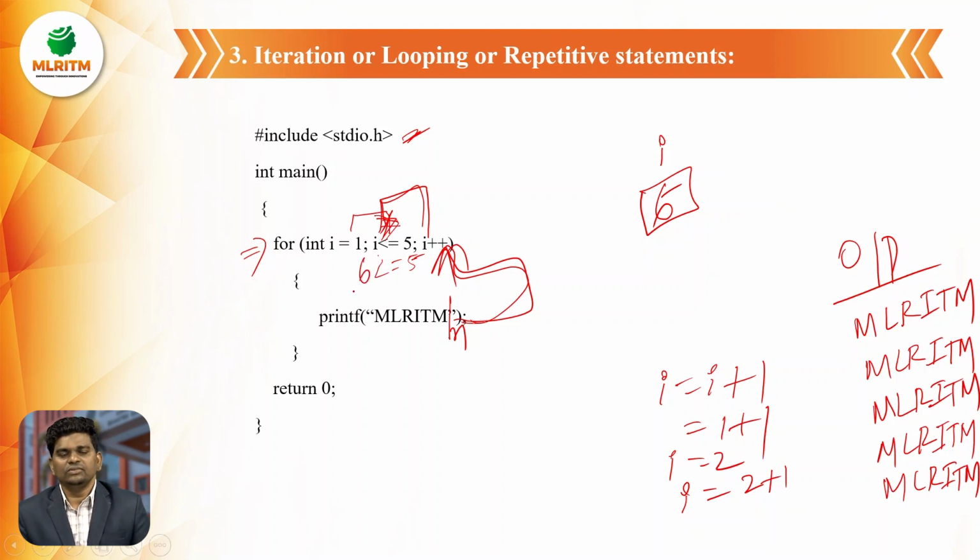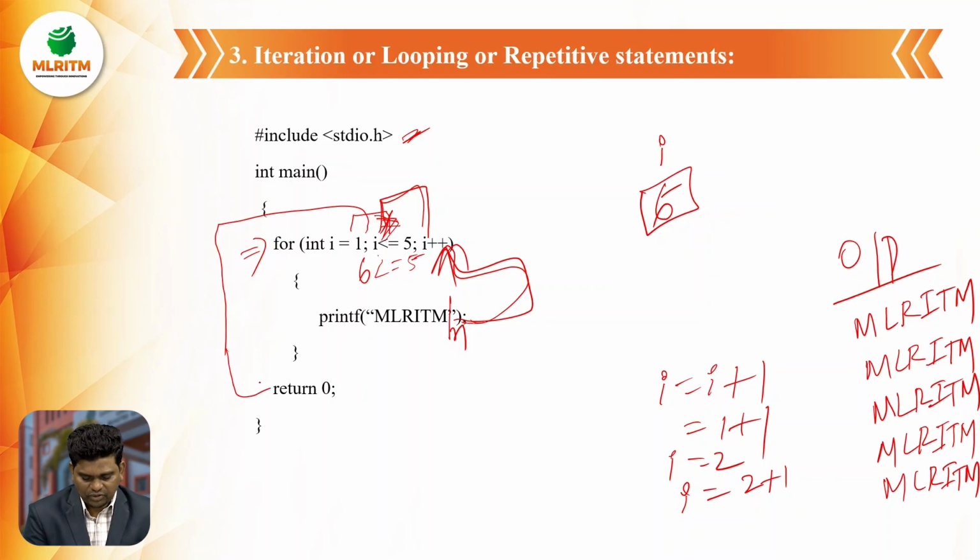So 6 is less than or equal to 5? Hence the condition is false. So in a for loop, when the condition is false, instead of going inside the loop, it simply skips the for loop and executes the next statement. So what is the next statement? It is return 0, which means successfully executed. Then it goes to the main close, the end of the program.